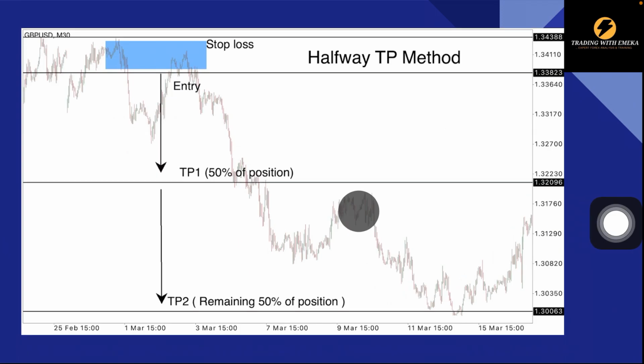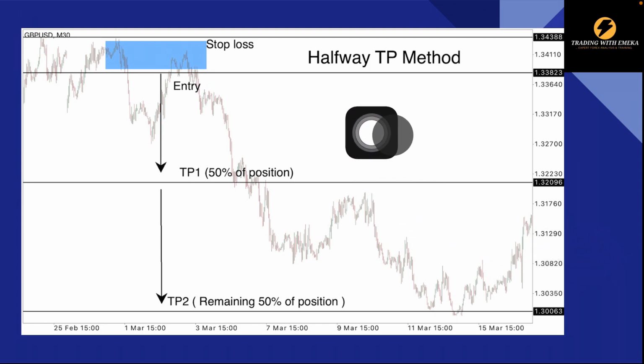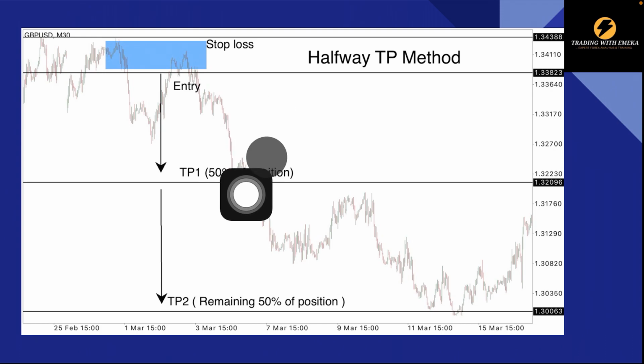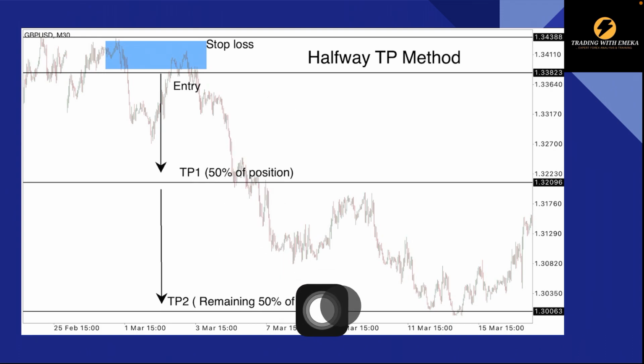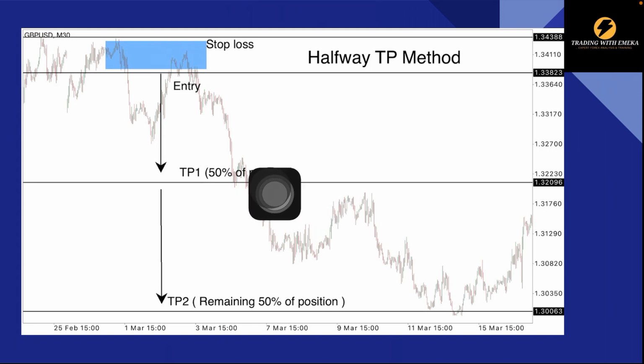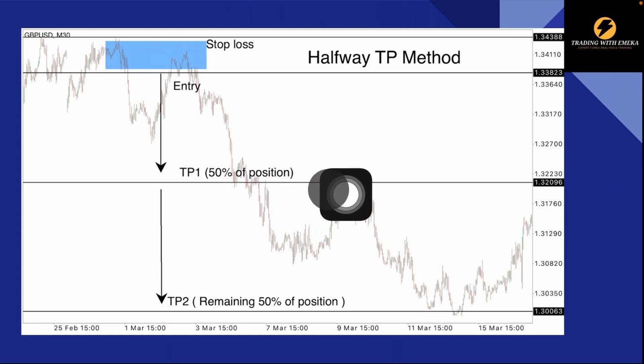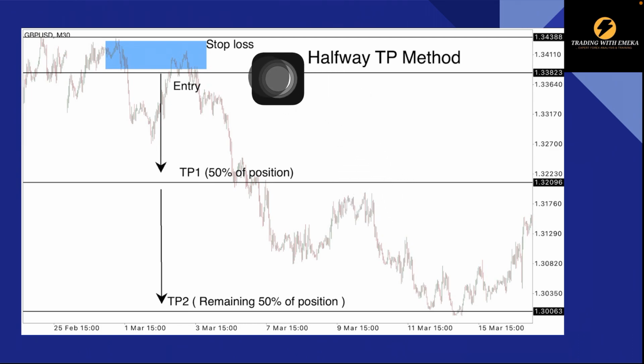Now the other one is the halfway TP method. All right, this is our target, our final TP target. Now we divide our TP target into two levels. This is 50% of your TP target. Price moves into 50% of your TP target, you take out 50% of your position in profit, and then you either move stop loss to break even.